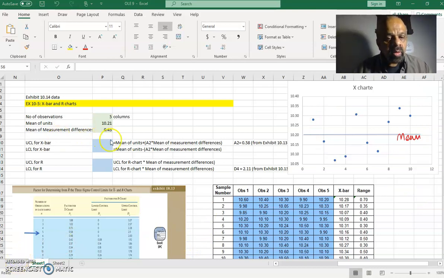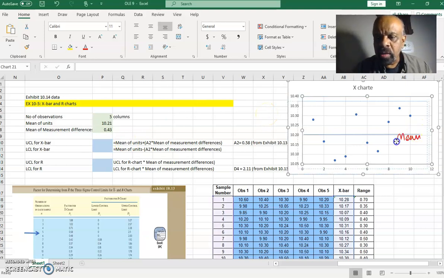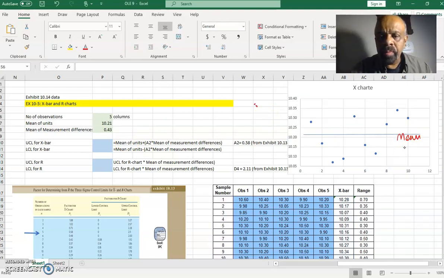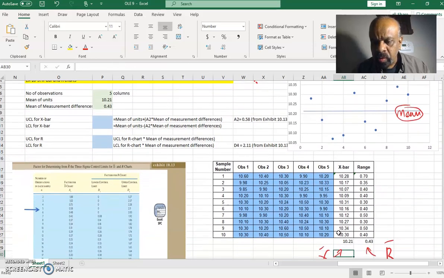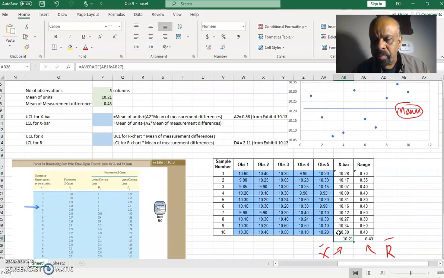So let's find out the X bar chart. So we have drawn the X bar chart. This is the mean, which is the line where I got this from looking at the mean, which is all the way down here, 10.21. That's the X bar, which is the mean.